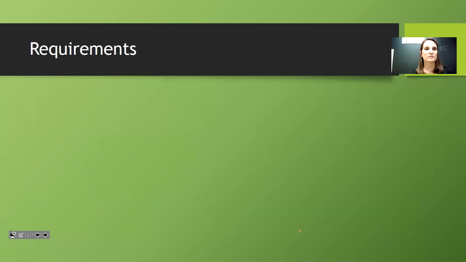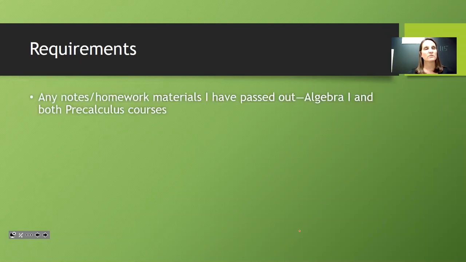Requirements for those courses. First, I ask the students to always bring any notes or homework materials that I have passed out to them. This is especially true in Algebra 1 and both pre-calculus courses. Calculus students get a little bit less from me because they are expected to be more responsible themselves.